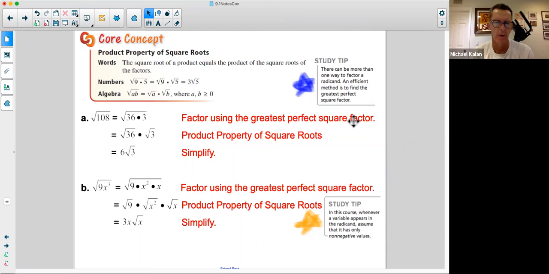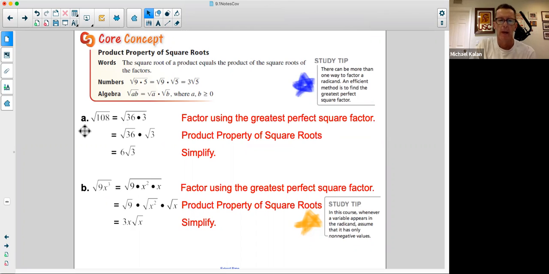Well, if you look at the square root of 108 in example A here, you might say, oh, well, I know 4 goes into that because 4 goes into 8, right? That's the divisibility test for 4: go into the number that makes up the last 2 digits. So you might split it up that way, but that wouldn't be the most efficient way to do it. The most efficient is to factor out the greatest perfect square factors. Remember those perfect square factors? What are those? 4, 9, 16, 25, 36, 49, 64, etc.